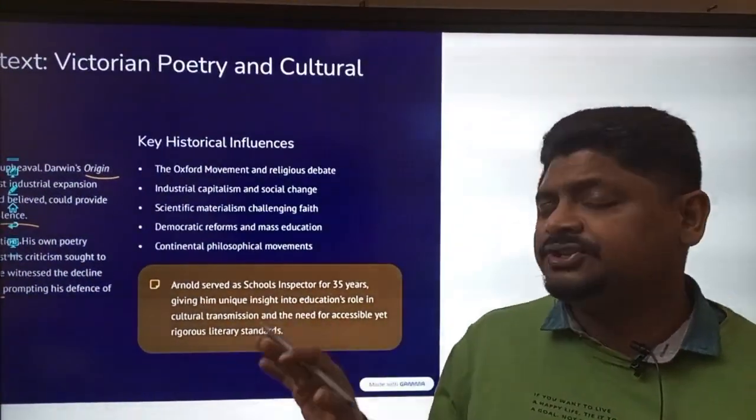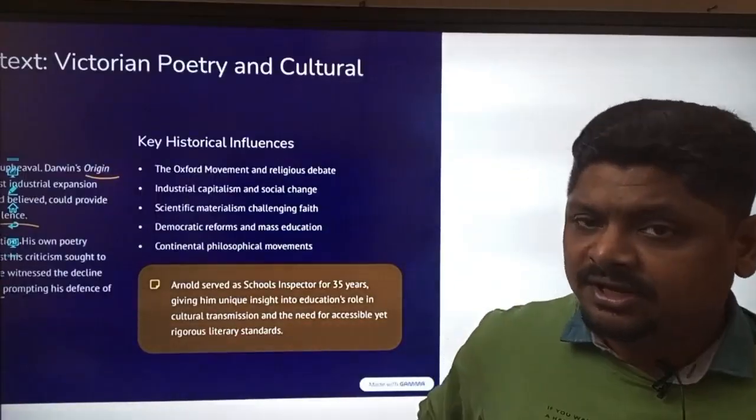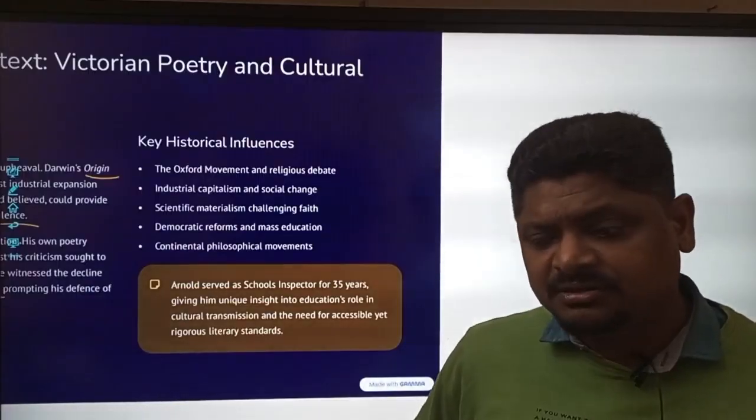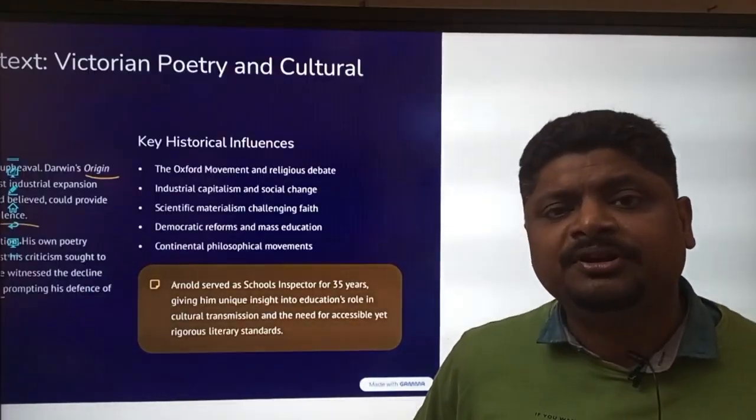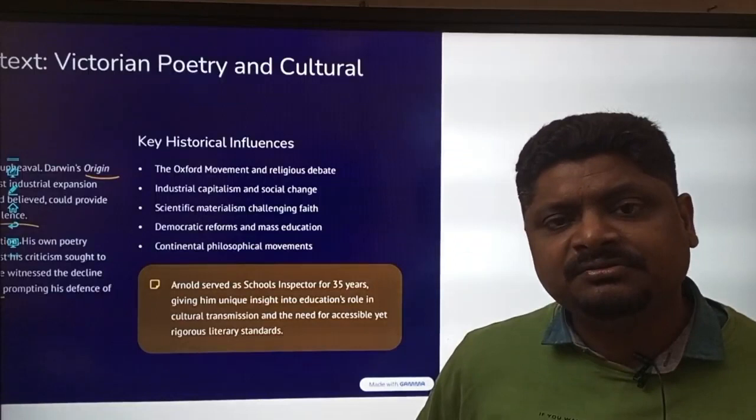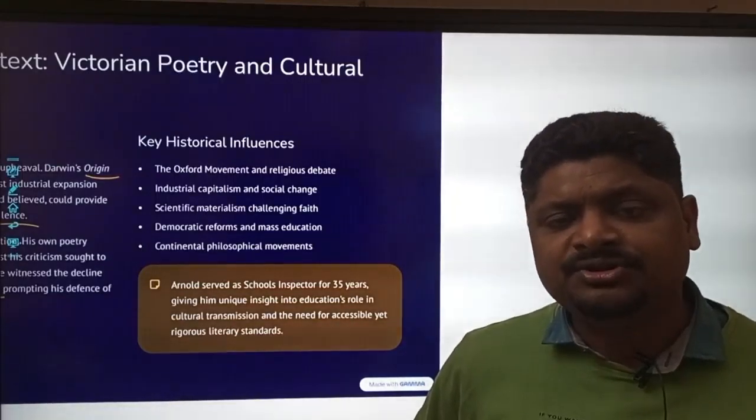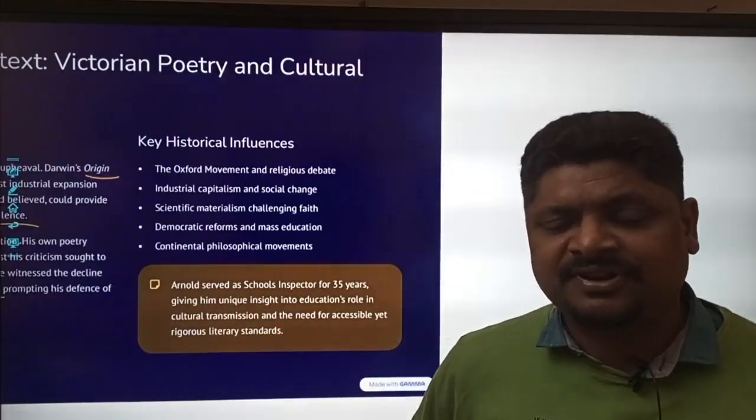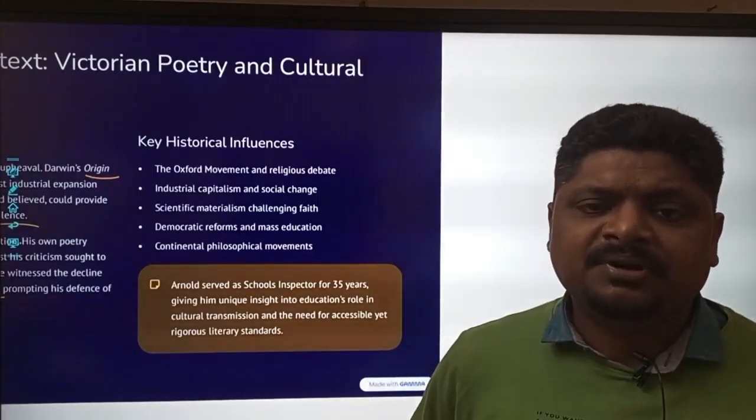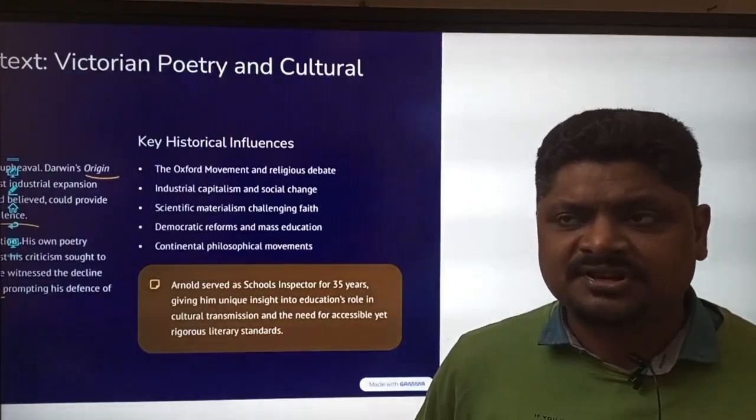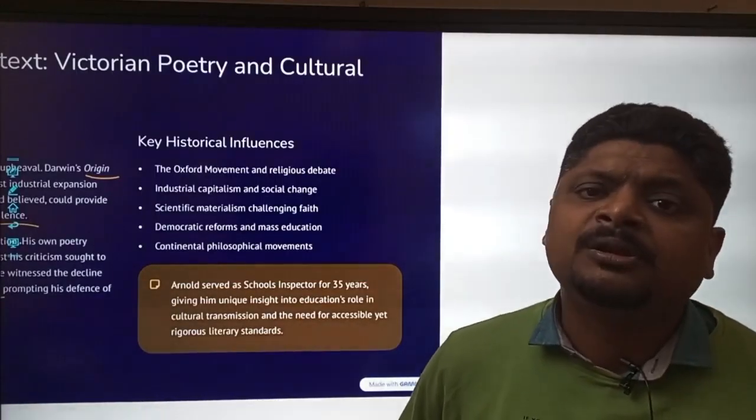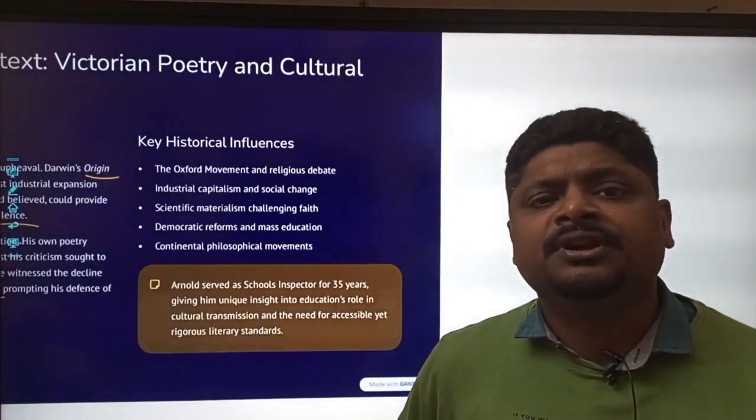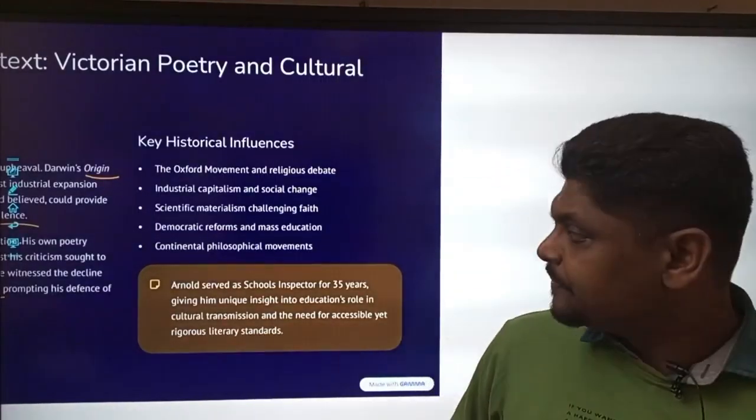Now, what are the key historical influences at that time? The Oxford movement and religious debate. There was always a dichotomy between science and religion, belief and doubt, scientific materialism and religious fanaticism. These are the binaries, these are the boundaries, these are the dichotomies that prevail throughout the Victorian era and also continue in the modern age also.